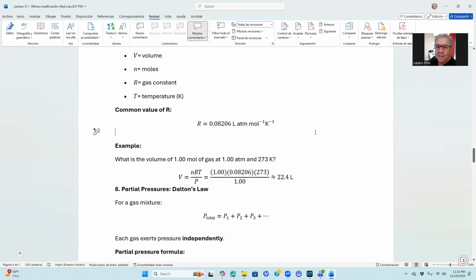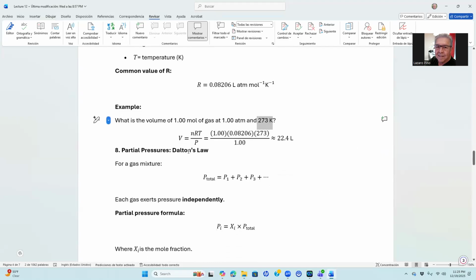What is the meaning of STP? Well, standard pressure, 1 atmosphere, and standard temperature, 273 Kelvin. Then at STP, 1 atmosphere and 273 Kelvin, any gas occupies 22.4 liters.